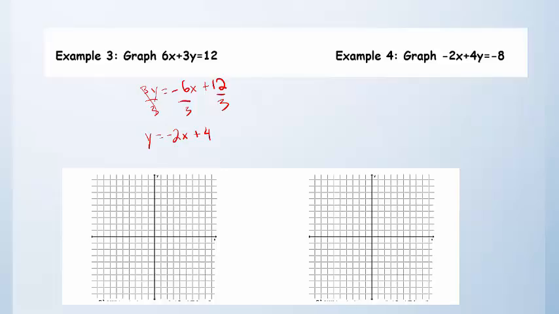So you end up getting y equals negative 2x plus 4. I'm just going to change that to 2 over 1 just so it's a fraction. And we're going to go up 4. And since my slope is negative, I'm going to go down 2 and to the right 1 and connect. Now try example 4.